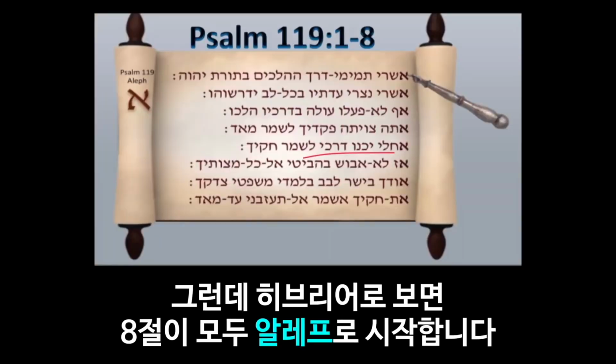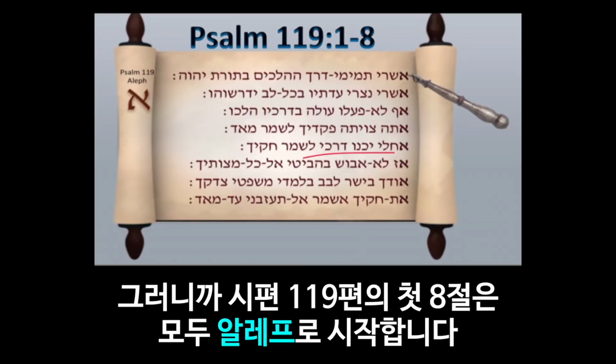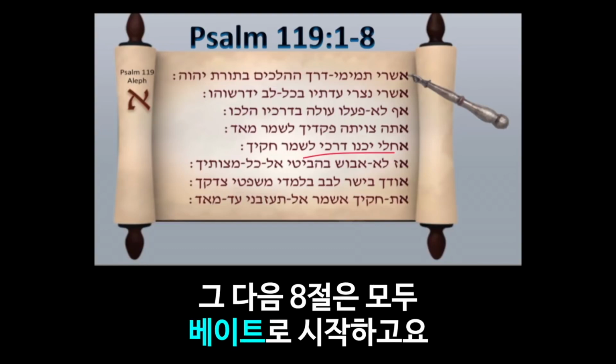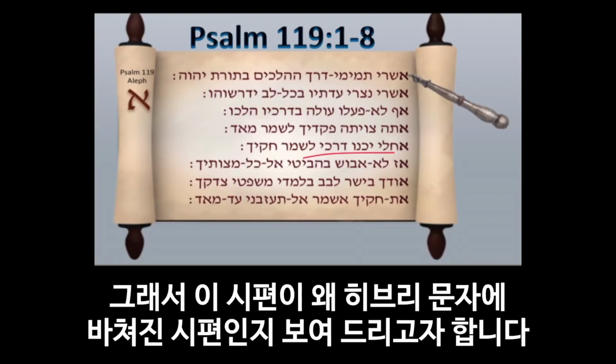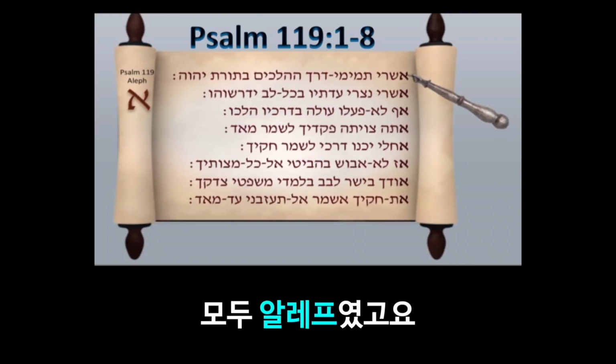But in Psalms 119, every verse begins with the letter Aleph, a word that begins with Aleph. And so the first 8 verses all begin with the letter Aleph. The next 8 verses all begin with the letter Beit, or B. The next 8, so it's actually a tribute to the Hebrew alphabet, and I wanted you to see that that's how it was done.